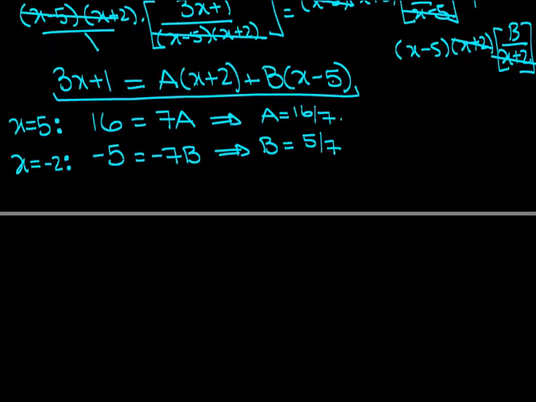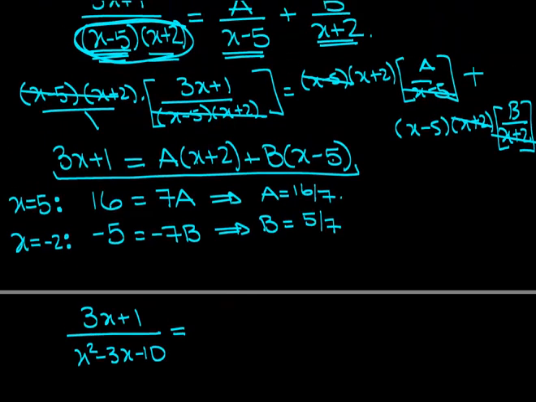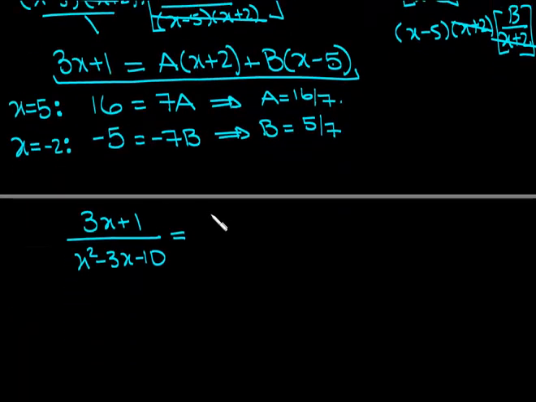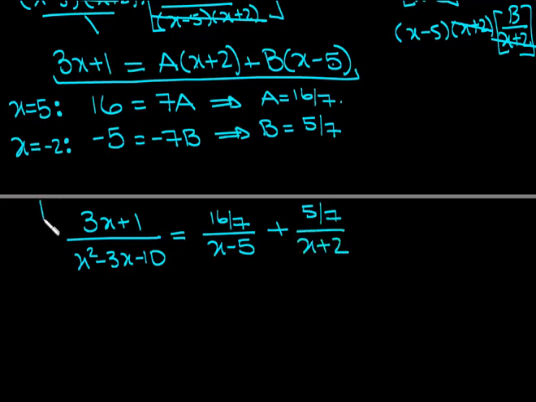So what did we get here? This tells me that this fraction that I started with, 3x plus 1 over x squared minus 3x minus 10, is the same as this fraction, because this is my decomposition. A over x minus 5, A is 16/7, so it's 16/7 over x minus 5 plus b, which is 5/7 over x plus 2. So there's your answer.